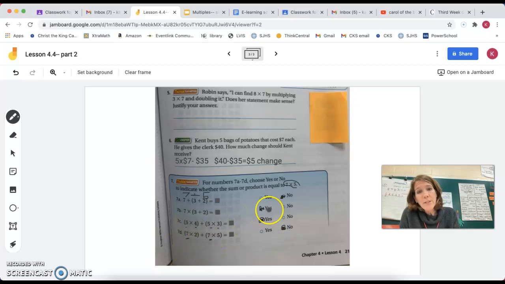So what's tricky about that one is that you had to see which factor they distributed and which factor they kept the same. Because the distributive property, you're choosing one factor to distribute and to break into chunks.